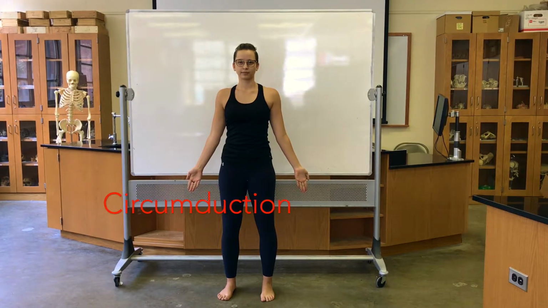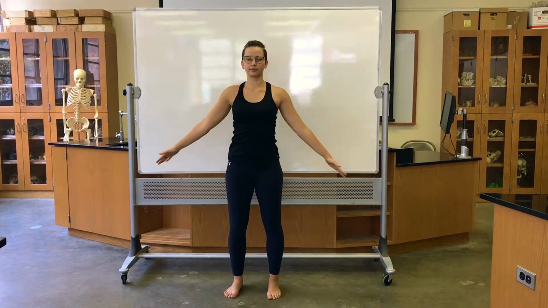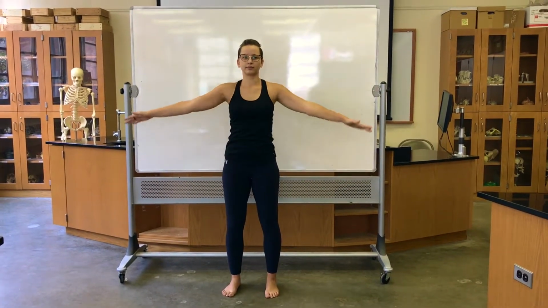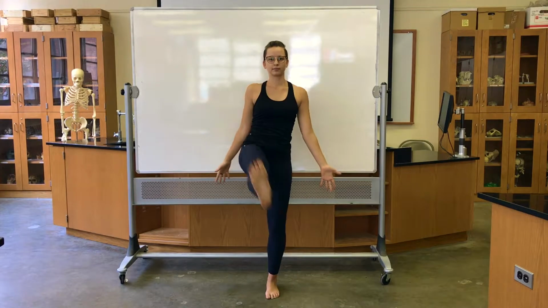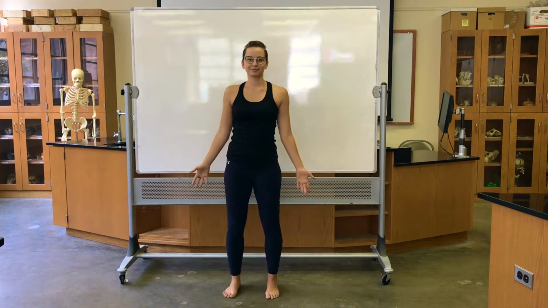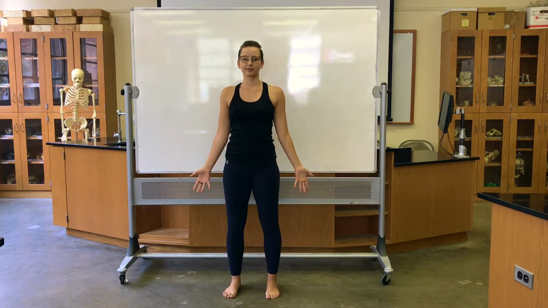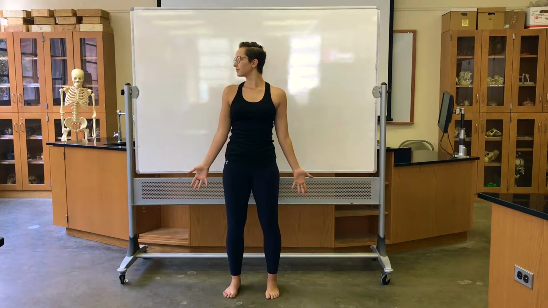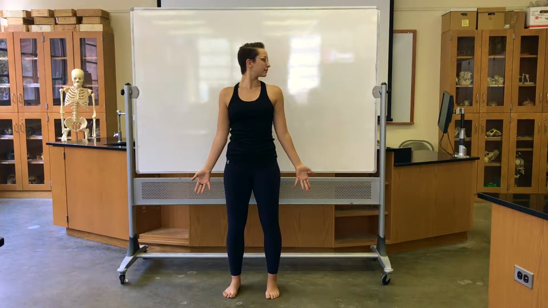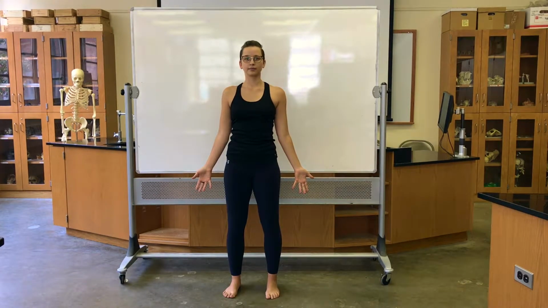Circumduction is the movement of an appendage in a cone-shaped path. Circumduction can only occur at the shoulder joint and at the hip joint. Rotation is a movement that occurs as one body part turns on an axis. Ashley is showing us the rotation of the neck that occurs between the first cervical vertebrae and the second cervical vertebrae.